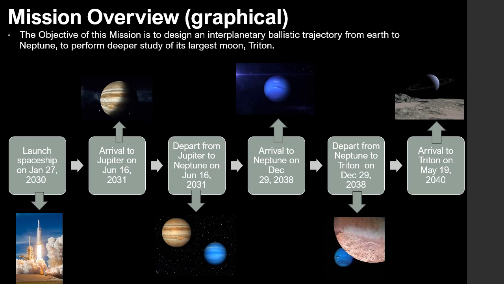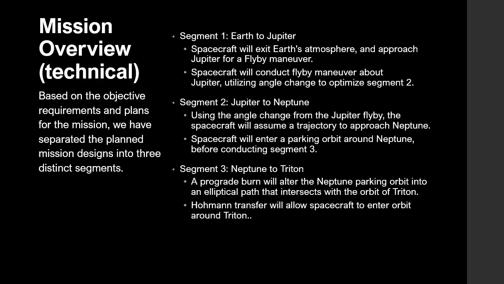This is a graphical overview of our mission plan, including a planetary flyby, arrival on Neptune, and then a transfer into an orbit around Triton. We've separated our planned mission design into 3 distinct segments, highlighting the different stages of our journey that our spacecraft will take. The first stage is from Earth to Jupiter, including the spacecraft's exit from the atmosphere, as well as a flyby maneuver about Jupiter. This will result in an angle change to optimize segment 2.